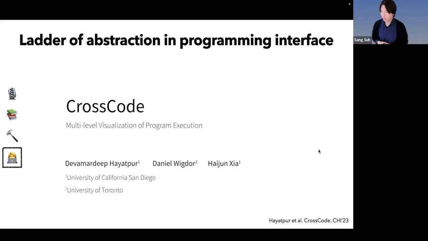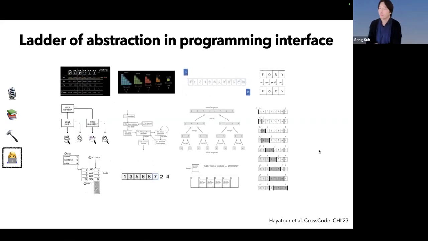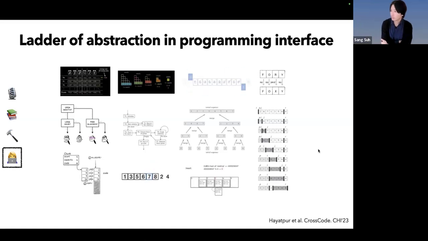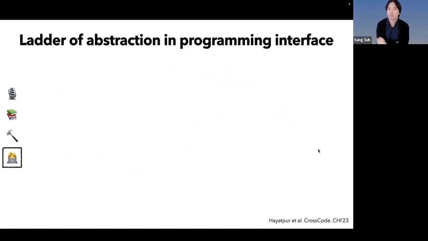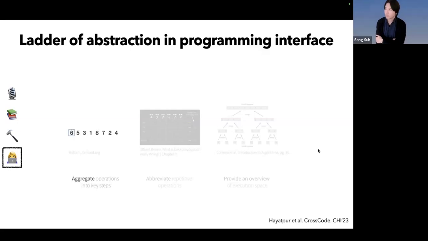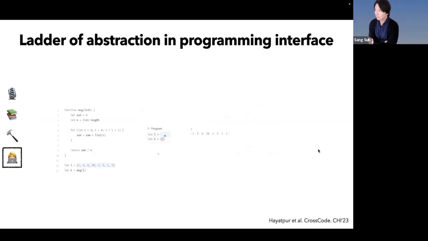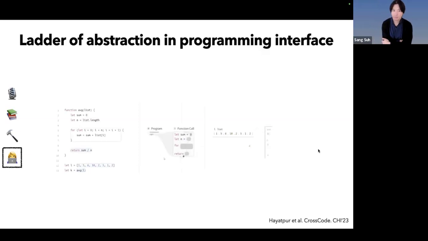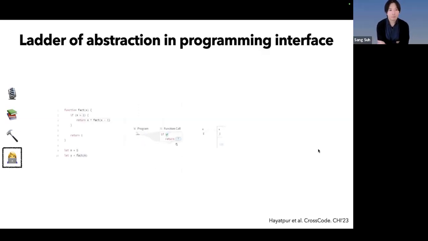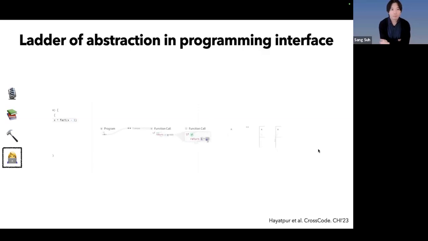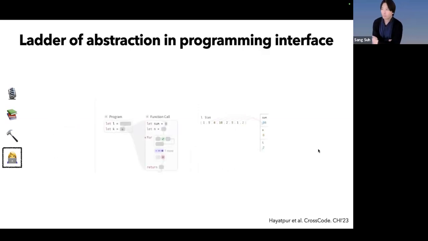And this is also another work from a colleague. Programmers communicate with visualizations at many levels of abstraction, often through handmade diagrams and animations. We find that these visualizations aggregate operations, abbreviate repetitive steps, and provide an overview of the execution. Based on these patterns, we designed Crosscode, a visualizer for JavaScript that takes advantage of the program syntax tree, control flow, and data flow to visualize it at multiple levels of abstraction.